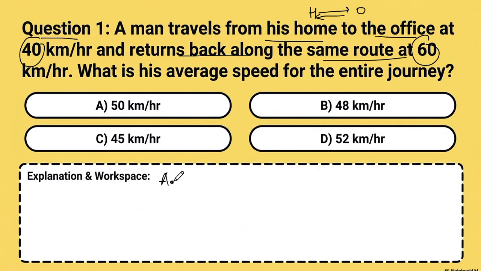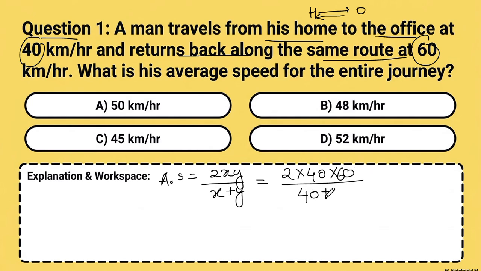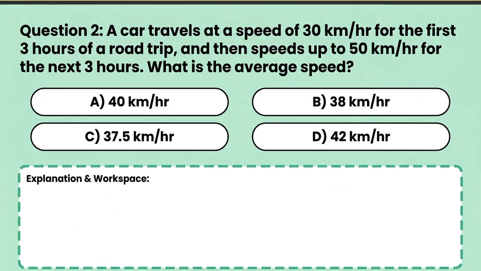Average speed is equal to 2xy upon x plus y, because here distances are equal. So 2 multiplied by x, the first speed, that is 40, into y, the second speed, that is 60, divided by 40 plus 60. If you multiply the numbers, 2 into 4 is 8, 8 into 6 is 48, and the remaining two zeros we write here, so 4800 upon 40 plus 60, which is 100. If you cancel out these zeros, we will get the answer 48 kilometer per hour, option number B. Look at the next problem.